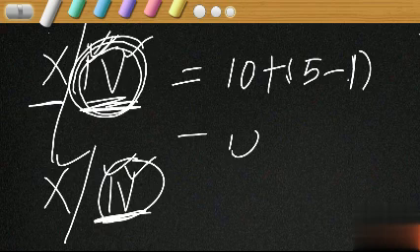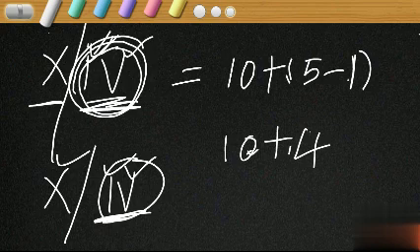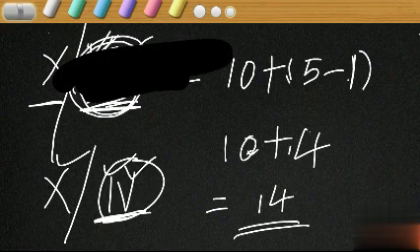X is 10, 10 itself plus 5 minus 1, which means 4. So what is our answer? 14. Okay, let's discuss one more.